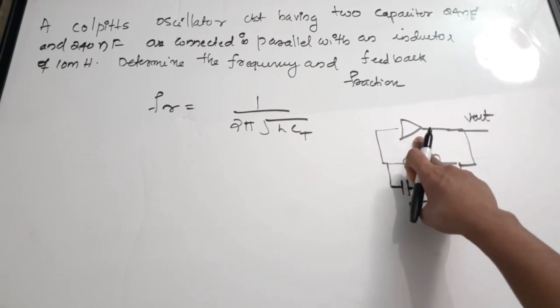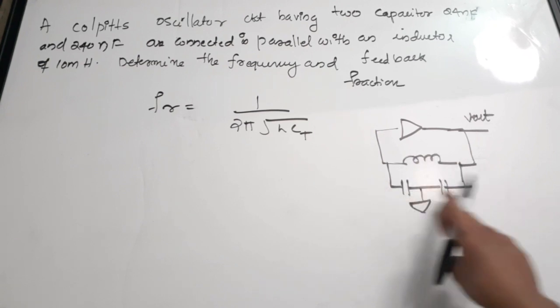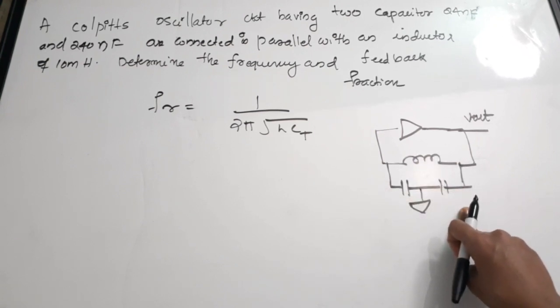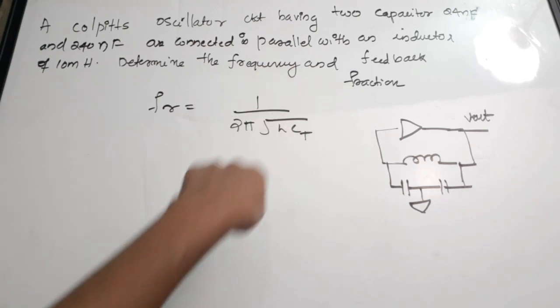The triangle is indicating the amplifier. This is the feedback circuitry. So here the inductance value is given, the capacitance value is also given. So you can directly find the value for frequency by using this relation.